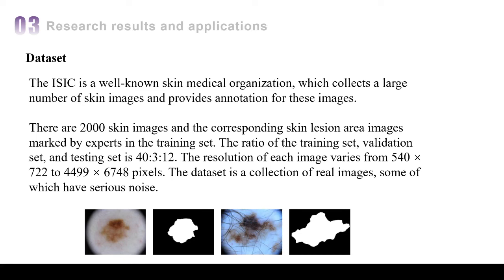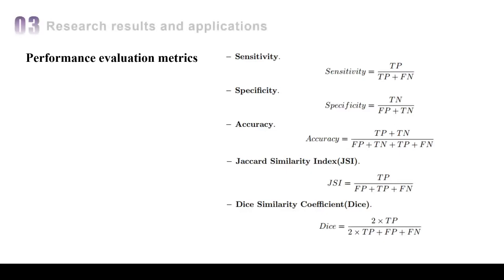The ISIC is a famous skin medical organization which collects a large number of skin images and provides annotation for these images. There are 2,000 skin images and the corresponding skin lesion area images in the training set. The ratio of training set, validation set, and testing set is 43:12. The dataset is a collection of real images, some of which have serious noise. There are some performance evaluation metrics, such as sensitivity, accuracy, and DICE scores.